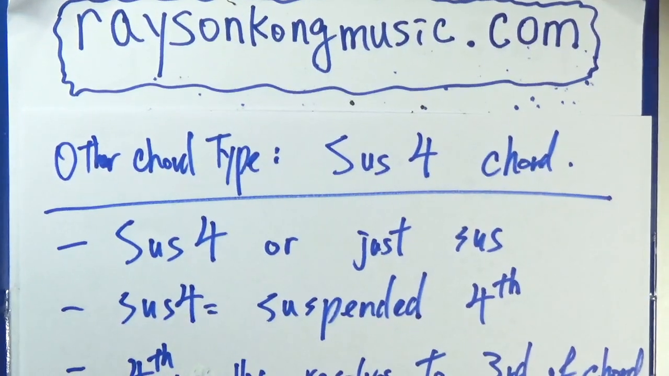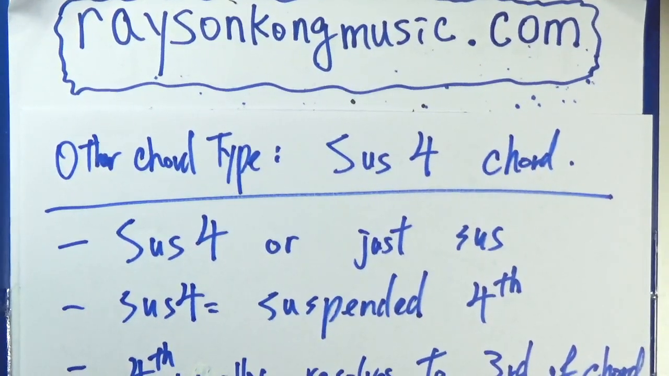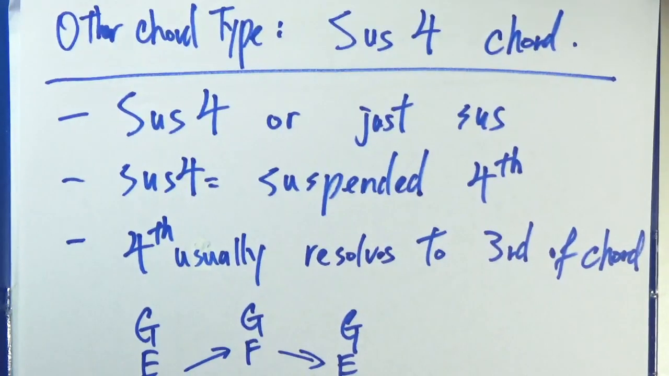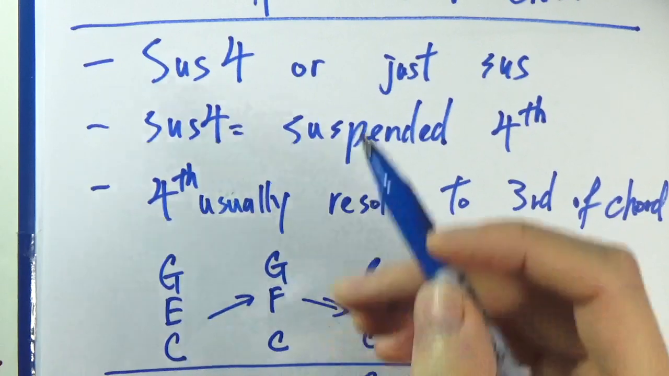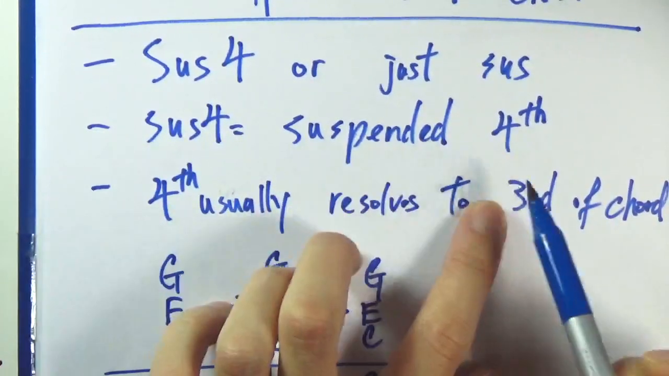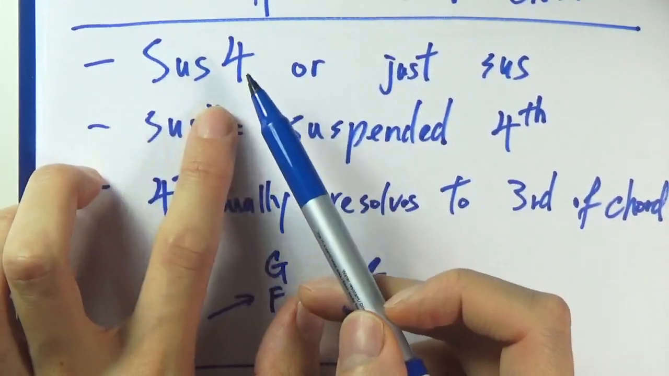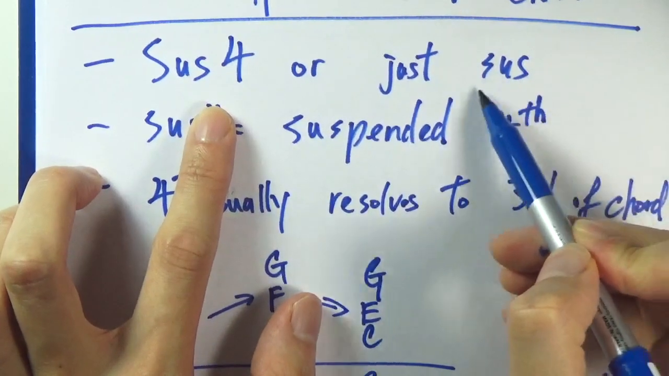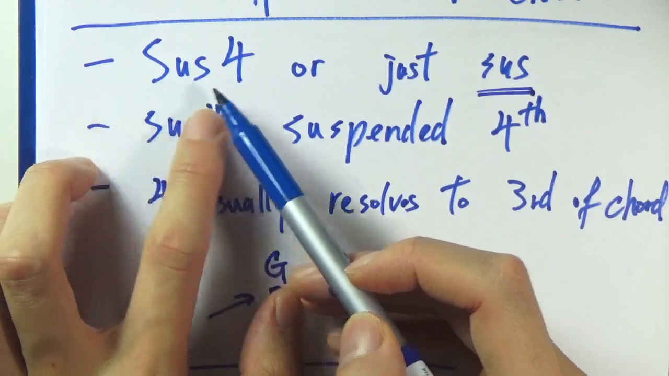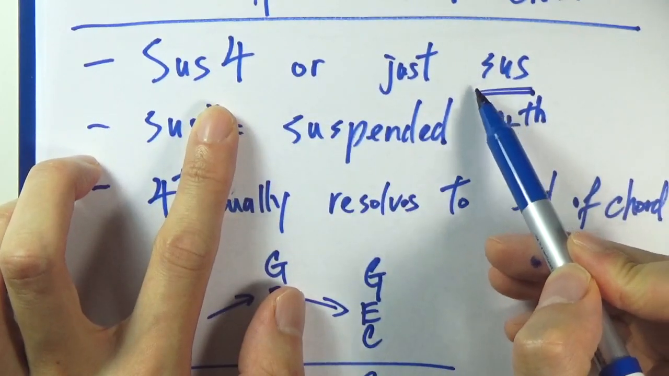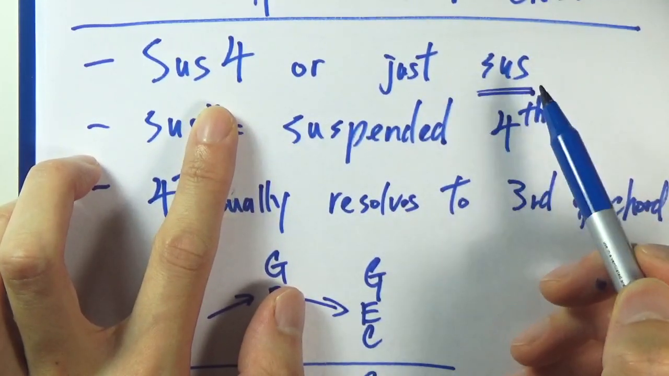Hello everybody, today we'll talk about Sus4 chords. It is one of the most common chord types you would see. Sus4 really means suspended fourth, and we can notate it as Sus4 like that, or simply just Sus. To be more precise, you should say Sus4, but if you just put down Sus, people should still understand what you're talking about.